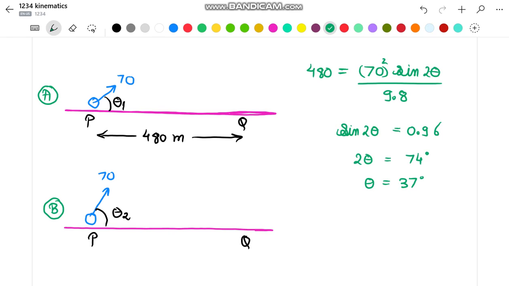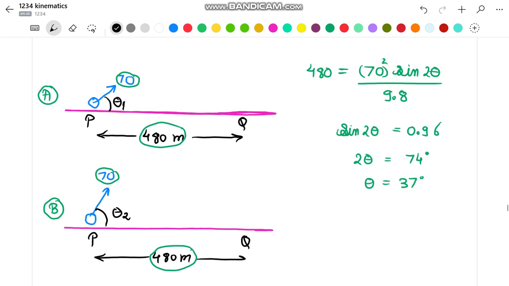Now since we know that both the particles are thrown with the same speed and they are having the same range, the range of the second particle is also mentioned in the problem to be equal to 480 meters. So we can say that if the first particle is thrown at an angle of 37 degrees, then the angle of projection for the second particle has to be 90 minus theta 1, that is 53 degrees.